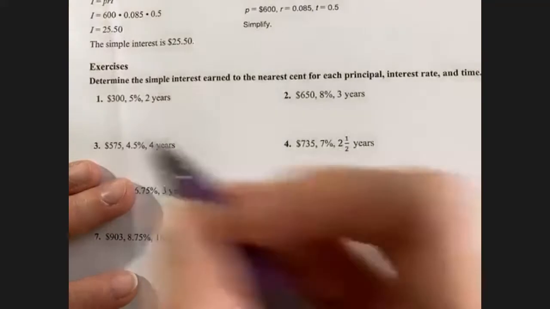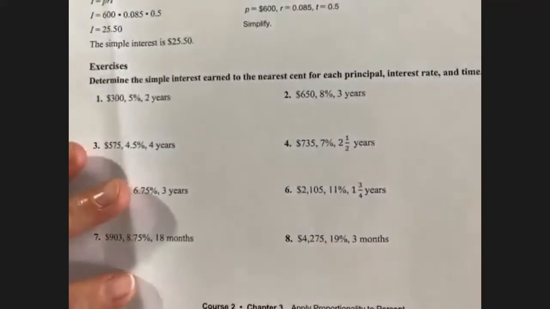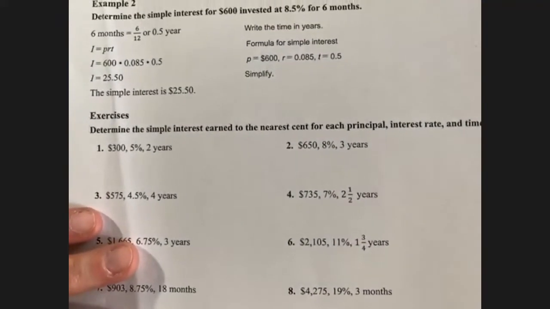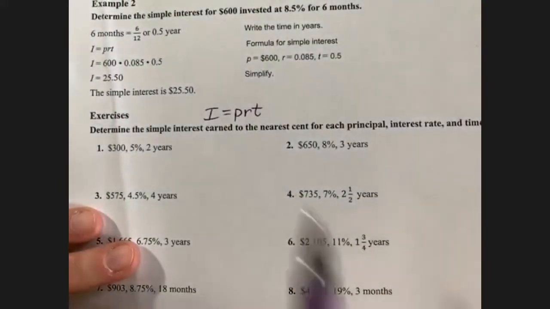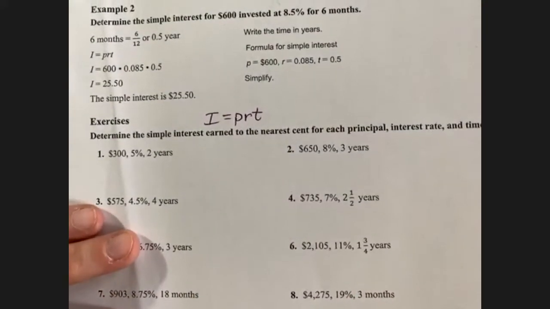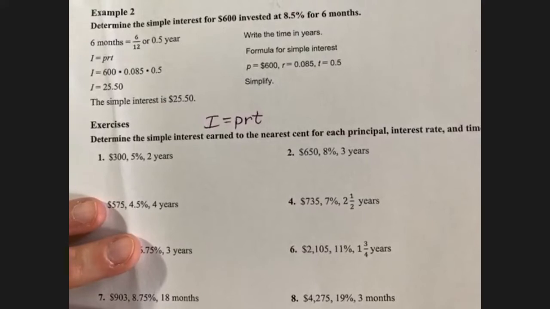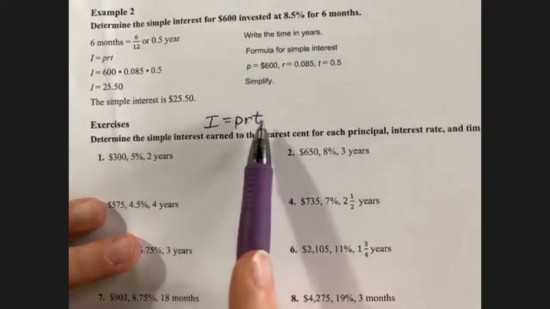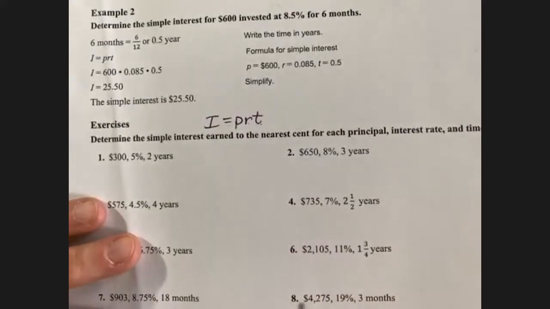So we take a look at the first one, the first problem, and I just want to label the parts so that you're understanding that we are going to be using the formula interest equals principal times rate times time. And if you notice, I didn't put dots in between because when three letters are side by side, it does automatically in algebra mean multiplication. So principal times rate times time. So it's all multiplication today.